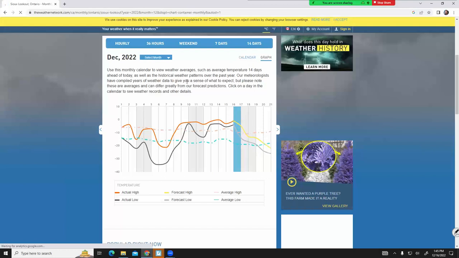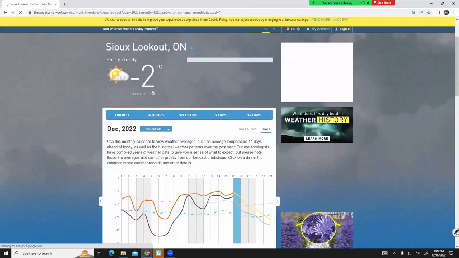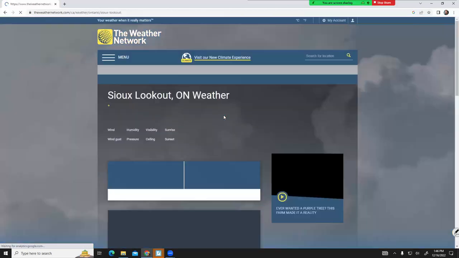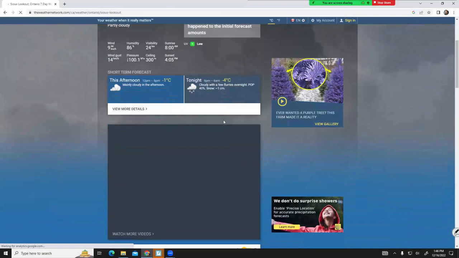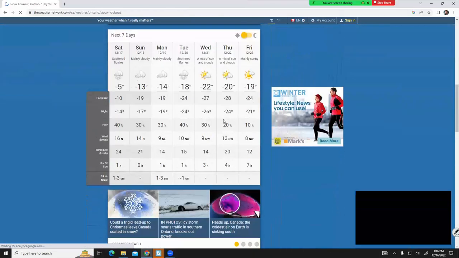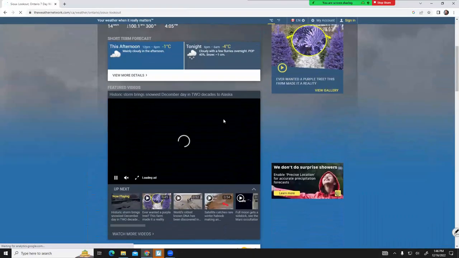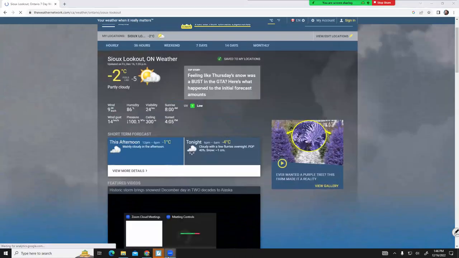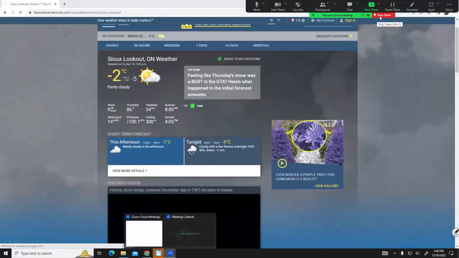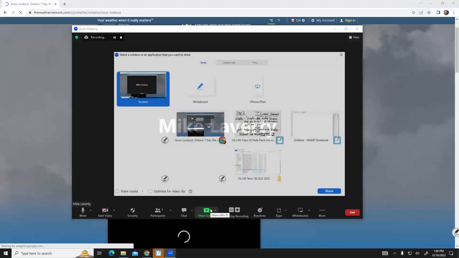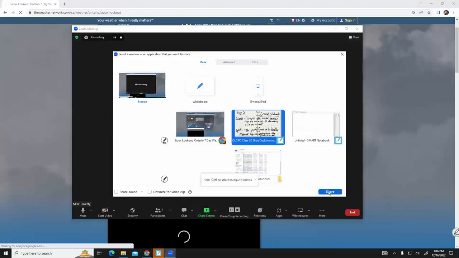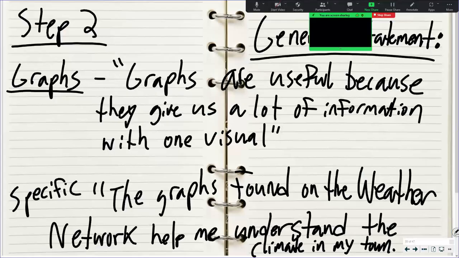So that just shows you the different ways that information can be expressed, right? And I can see it in a 7 days, I can see it in 14 days, so lots of information being expressed in different ways. So I'm going to stop that share and go back to my lesson here.